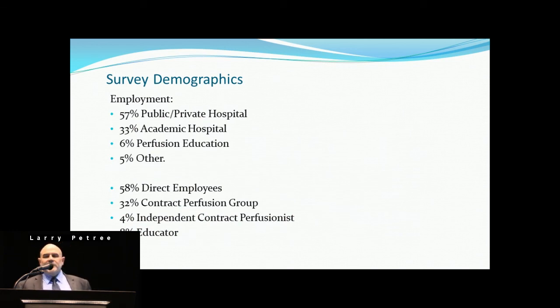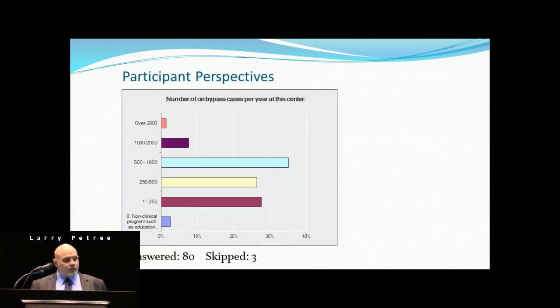The demographics from the people participating I thought was very interesting. So 57% from public and private hospitals and 33% from academic hospitals. 58% are direct employees, 32% work for contract perfusion groups. And you can see the smaller numbers. In many ways, I think this is a good representation of the cross-section of practicing perfusionists today. So you might see where you fit into these groups.